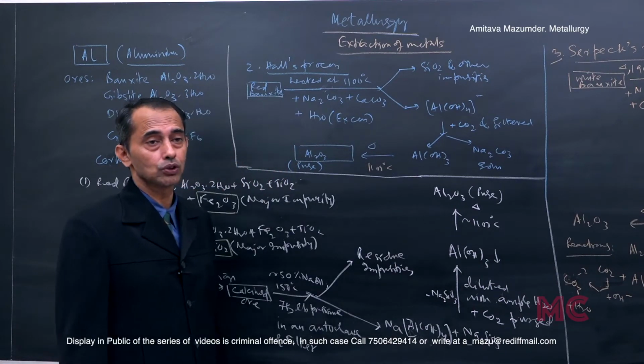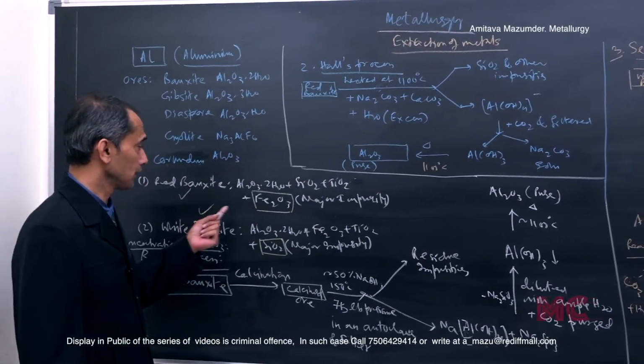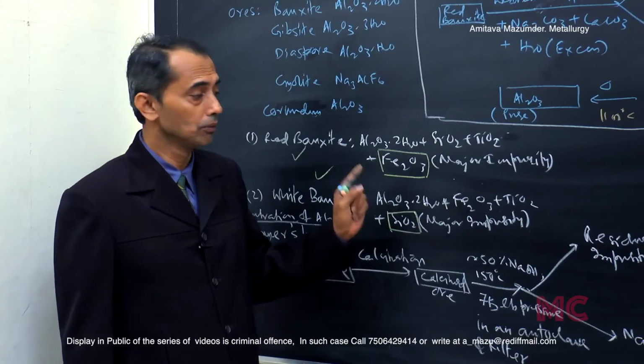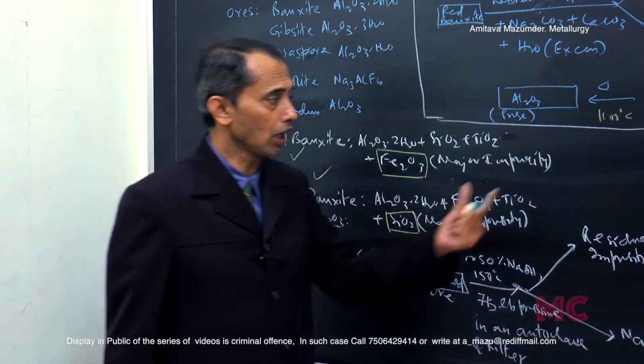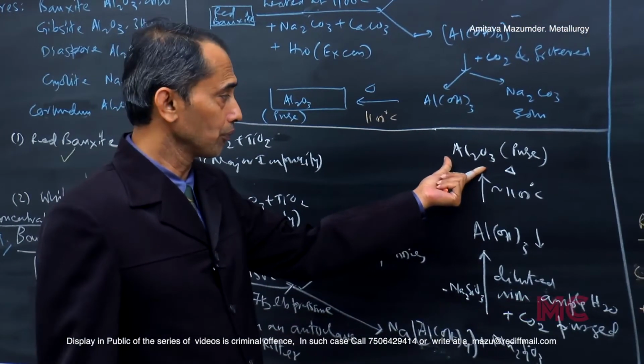So our destination was to get pure Al2O3. Although we got Al2O3·2H2O from nature, so many impurities are there, and we removed them. So we have removed them and we have got pure Al2O3. This is one way of doing that.